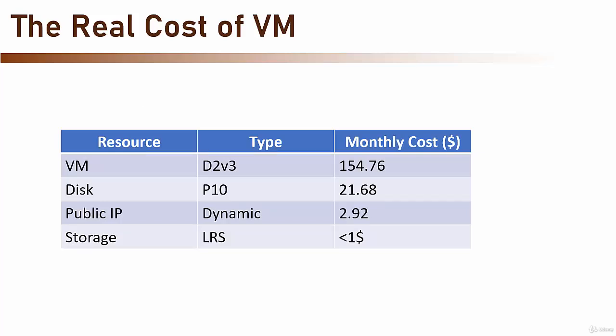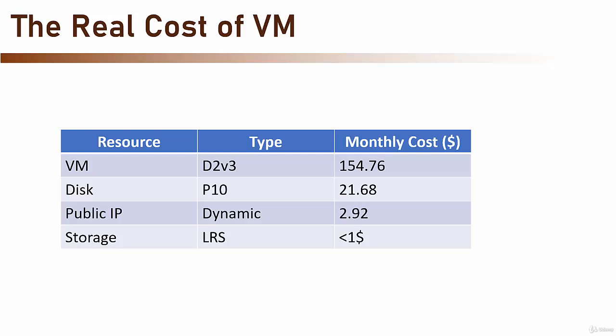So as you can see, the price of the virtual machine itself, and we're talking here about the D2V3 virtual machine, which we used in our demo, is around $154 per month. The disk, assuming we are using a premium disk, as can be identified by the P at the beginning of the disk name, will cost us a little more than $20 a month. The public IP can be up to almost $3 a month.